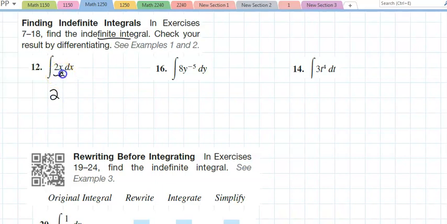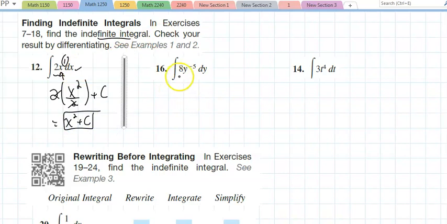I want to take a derivative. I want to figure out what did I take a derivative of to get x to the 1. Well, add 1 to the power and divide by that. Don't forget the plus c. Those cancel out. x squared plus c. That's what you take a derivative of to get this.